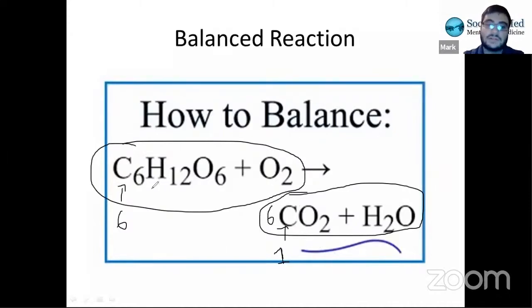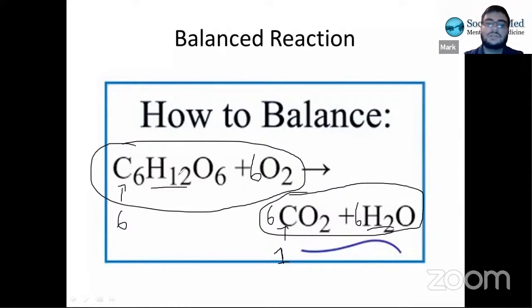Now you have 6 carbons on the left, 6 carbons on the right. The carbons are balanced. And then we look at the next molecule, which is H. 12 H's on the left, only 2 on the right. Again, we have to do the same thing. 12 H's on the left, 12 H's on the right. Then we look at oxygen. We have 6 here, 2 here, that's 8. Whereas we have 12 here, 6 here, that's 18, right? So what we can do is just do this, right? Now we have 12 plus 6, 18 on the left, 18 on the right.